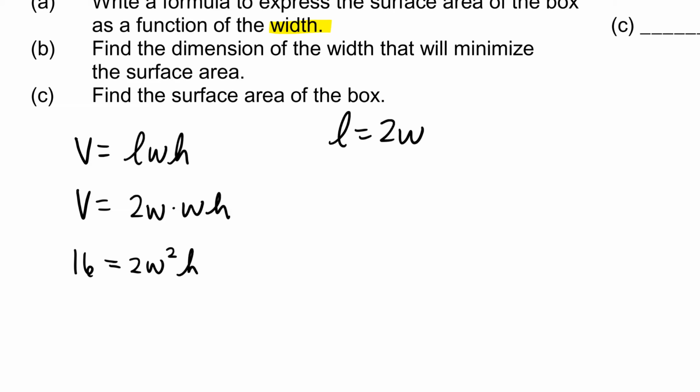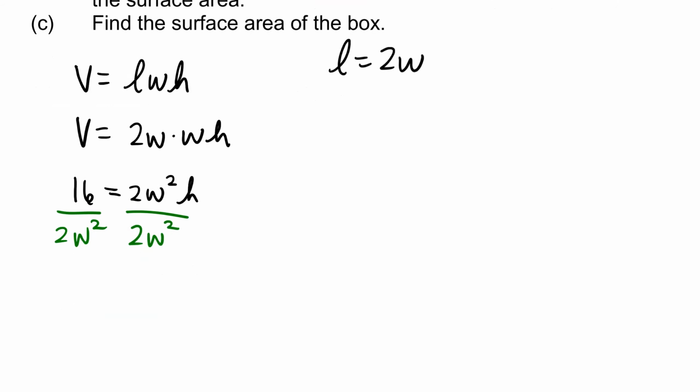What's the last thing I wrote? If I can get h by itself, it's in terms of w. So I can divide both sides by 2 times w squared. And what I get is h, the height, is equal to 8 over the width squared. I have all 3 dimensions in one variable. It's in terms of width. All right, and I'll prove it to you.